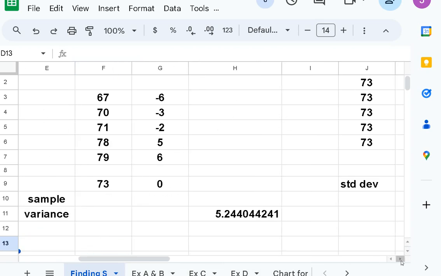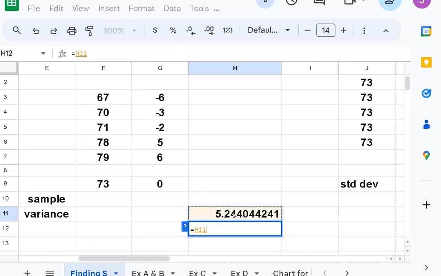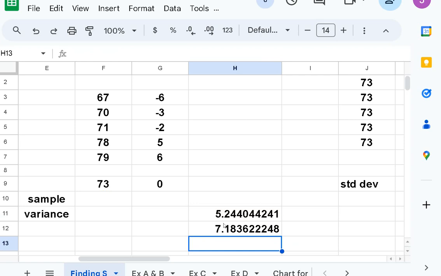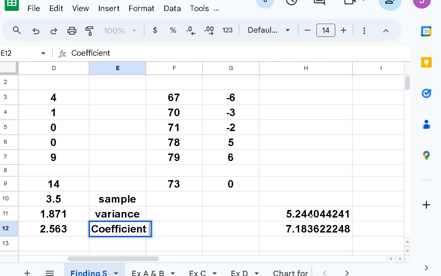Whereas over here, equals, and then this divided by the mean again, which was 73 for both data sets, times by 100. This was 2% of the mean. So it's reflecting what we would expect, that there's more variability in the second data set than the first one. Coefficient of variation. Nice.